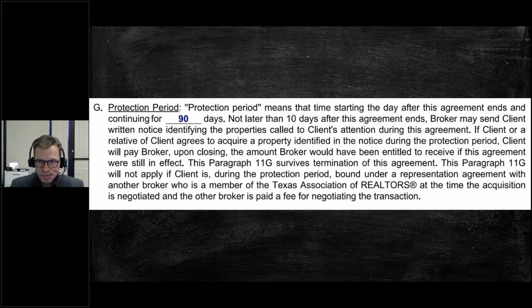Okay, protection period. A lot of people have some misconceptions about the protection period, so I want to talk about that briefly here. The protection period means that period of time starting the day after the buyer-tenant representation agreement ends and continues on for however many days you put in the blank there. I have seen 14, 30, 60, 90, up to 120. It's just whatever you negotiate with your buyer.